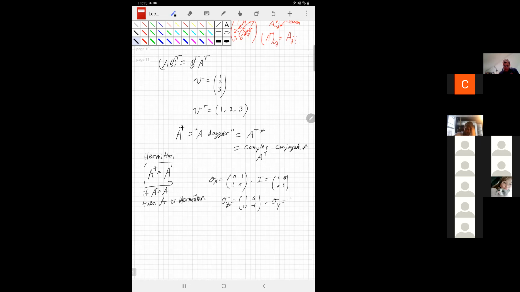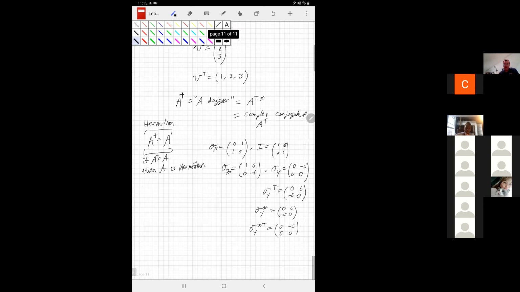And then there's something called sigma y. And of course, if I flip that, if I take the transpose, sigma y transpose is 0, i, negative i. So sigma y transpose is not the same, and sigma y conjugate is not the same. But what if I do both operations at once in either order? Then I get the same thing back.